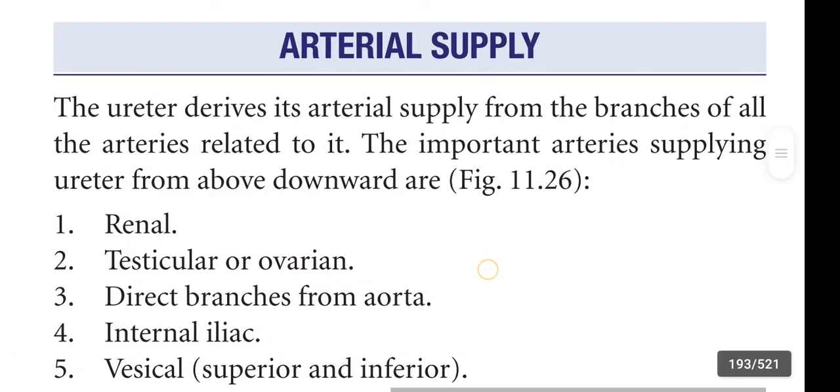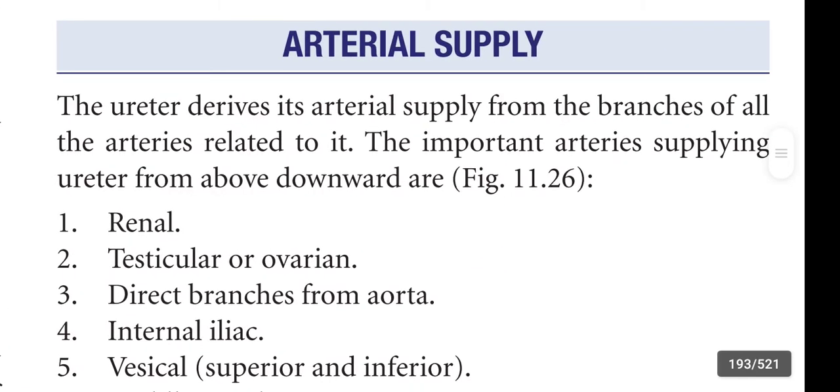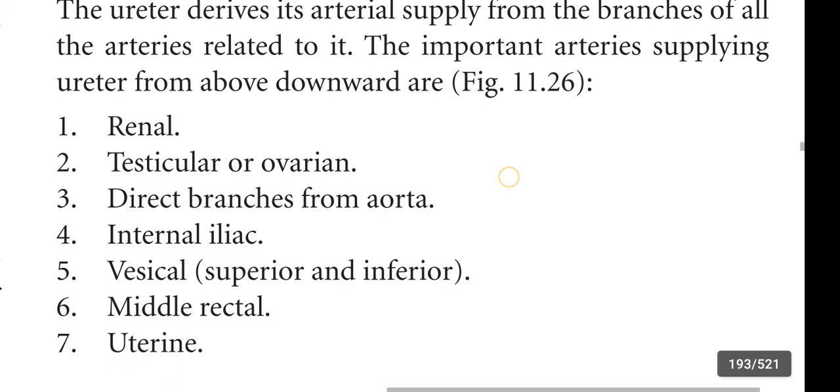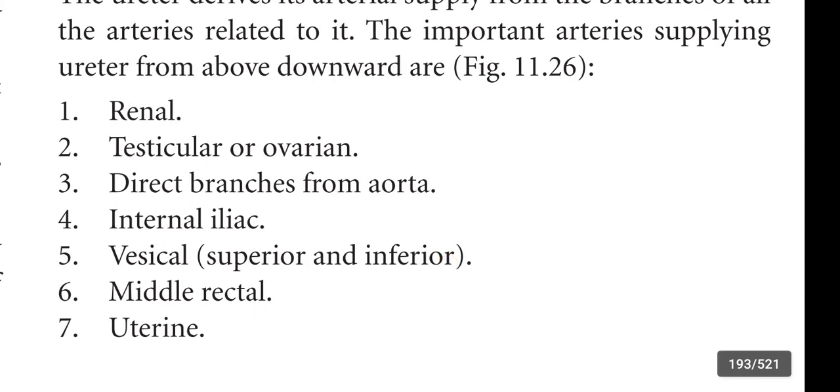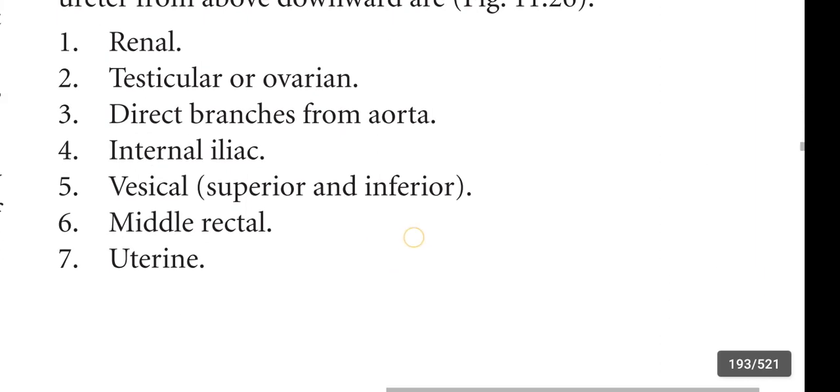See once again, the ureter derives its arterial supply from the branches of all the arteries related to it. The important arteries supplying the ureter from above downward are renal, testicular or ovarian, direct branches from the aorta, internal iliac, and vesical, superior and inferior, middle rectal, and uterine.